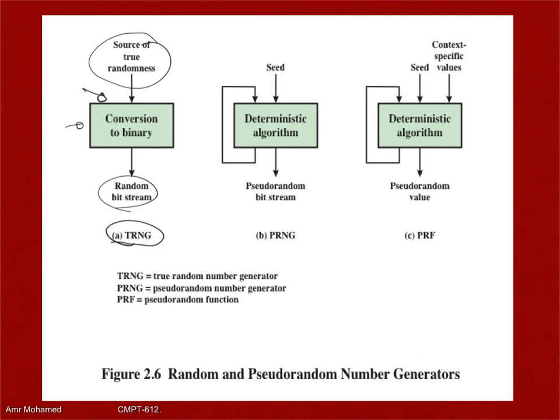Hardware has some properties that are somewhat random, like CPU heat. The heat of the CPU is something that you cannot predict. So if you measure the heat of the hardware or the CPU and convert it to binary, you can do some manipulation to make it truly random. That's one way of doing it.